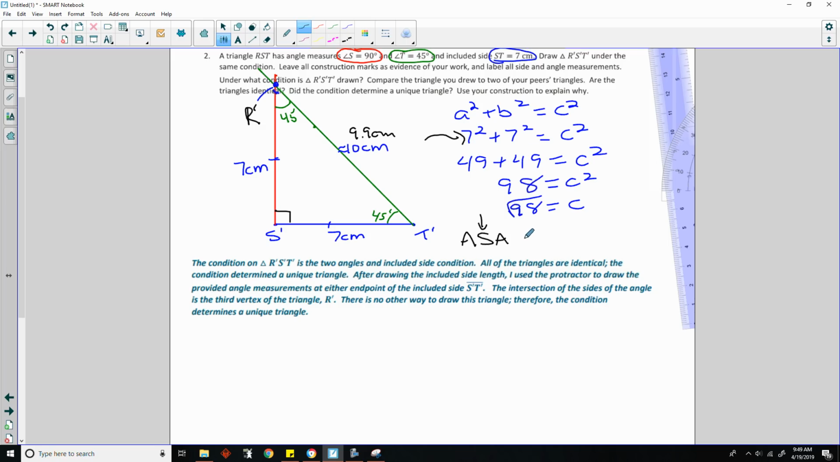Hey Siri, what's the square root of 9.8? Oh, my mistake. Hey Siri, what's the square root of 98? Hello? Hey Siri, what's the square root of 98? Alright, she's just not listening to me. I'm not even going to waste more time, so let's move on.